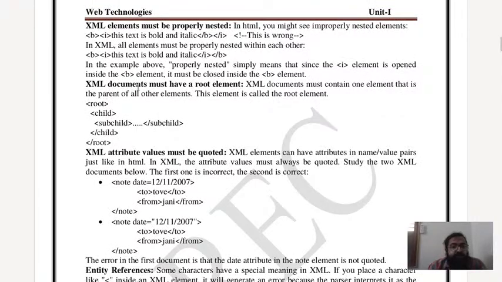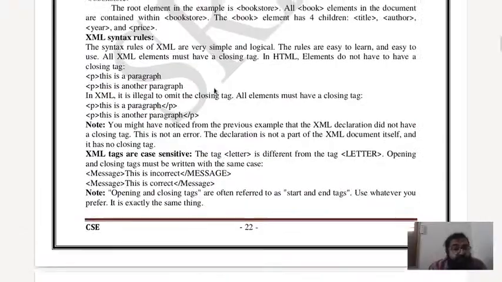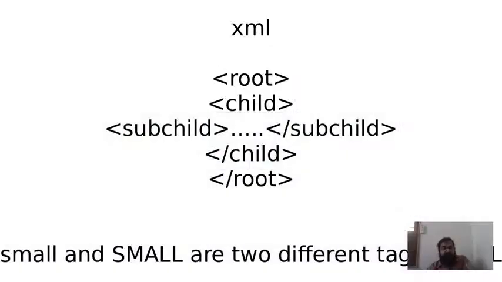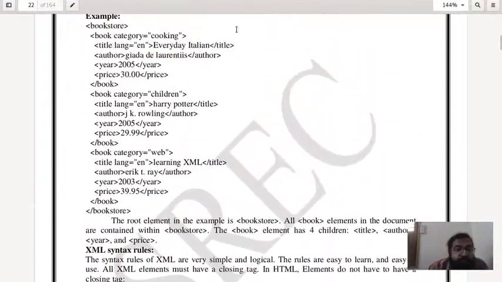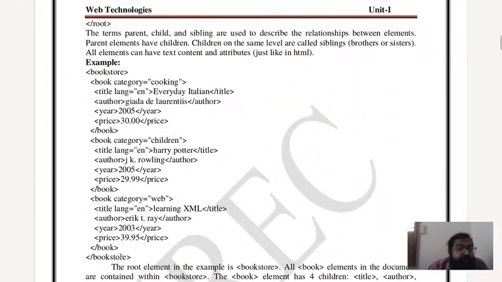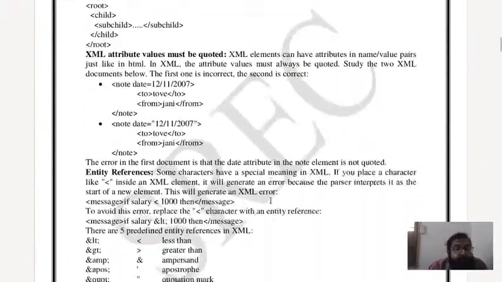And XML documents must have a root element. So it should always have a root element, as we have seen over here, right? We'll start with the root element, and that's very important. So bookstore is the root element here in this particular example.